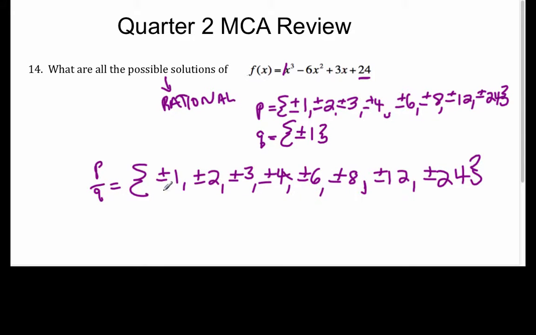Okay. Now, granted, I'm still dealing with 1, 2, 3, 4, 6, 8, 12, 24, and then I've got plus or minus, so that's 16 different values. But 16 is a lot better than dealing with infinitely many. So there are the possible rational solutions when dealing with number 14.